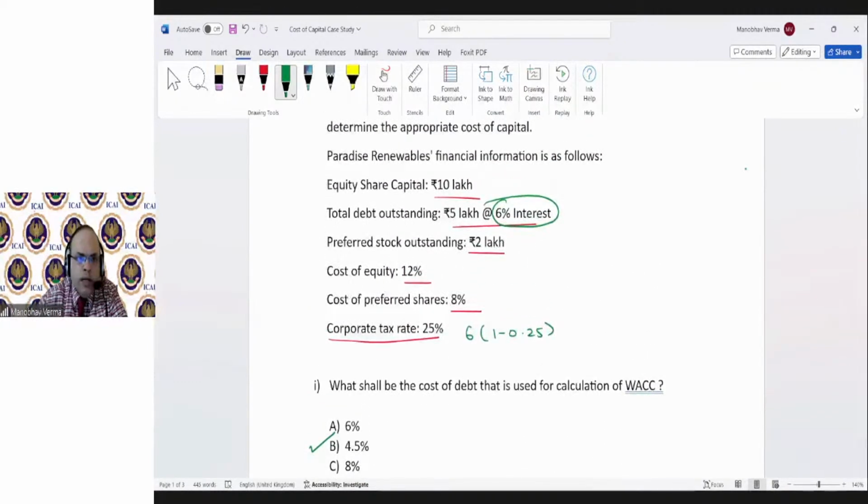So we have a total capital 10 plus 5 plus 2 as 17 lakhs. So 10 by 17 into 12%, or you can say 0.12, plus 5 by 17 into 0.045. That's what we calculated in question number 1. And 2 by 17 into 0.08. So I think this is how you are supposed to do a simple calculation here.